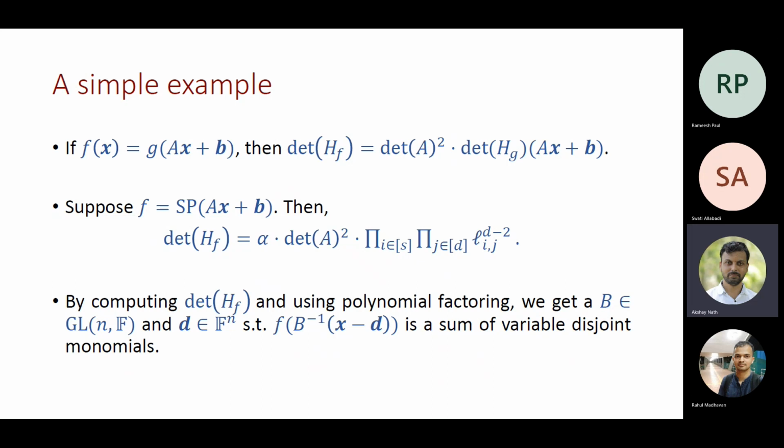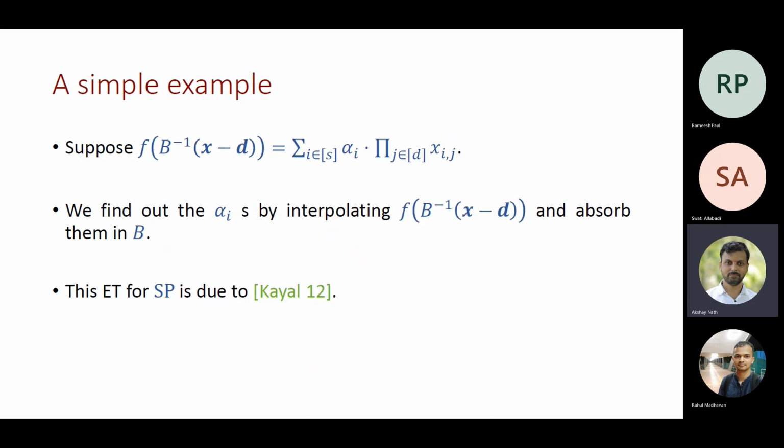That is, f of B inverse (x minus d) looks like the sum over i in S of alpha_i times the product over j in d of x_ij. Then what we can do is, this is a sparse polynomial, so we can interpolate this efficiently and find out the alpha_i's. And once we have found the alpha_i's, we can absorb these alpha_i's in the matrix B. And once we do that, f of B inverse (x minus d) would just be the sum product polynomial. So we have found an affine transformation which maps the polynomial f to the sum product polynomial.